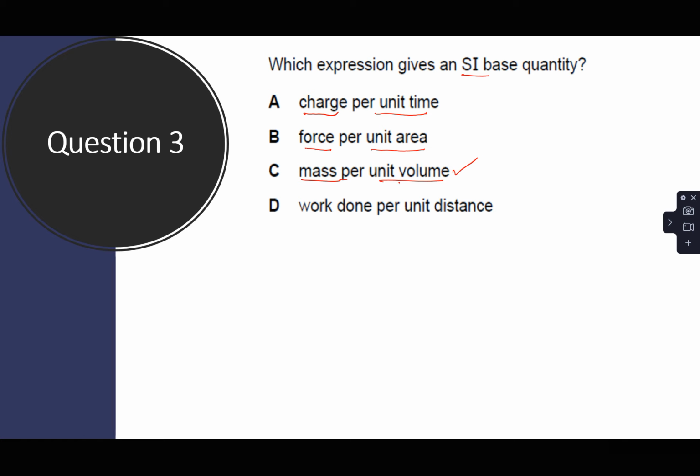this volume is just L cubed. So this will be mass over L cubed. And this will be a force over L squared. This would be a charge over T. This will be a work done, which is force over distance, which is L. So we can agree that mass per unit volume would give an SI base quantity.